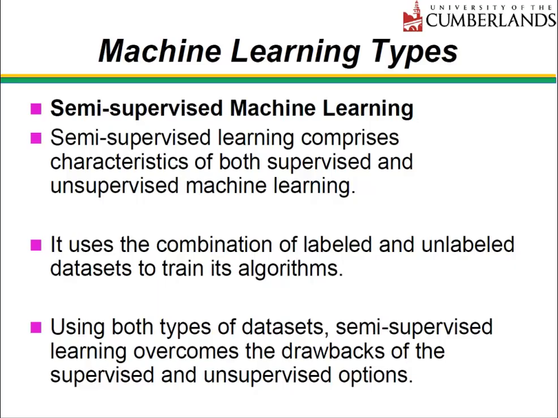So using both types of data sets, semi-supervised learning overcomes the drawbacks of supervised and unsupervised options. Supervised learning alone requires massive amounts of labeled data. Unsupervised learning alone can discover patterns but provides no way to validate what those patterns correspond to, right? Because it's up to us to give a tag to each cluster. Semi-supervised learning then can balance these limitations.